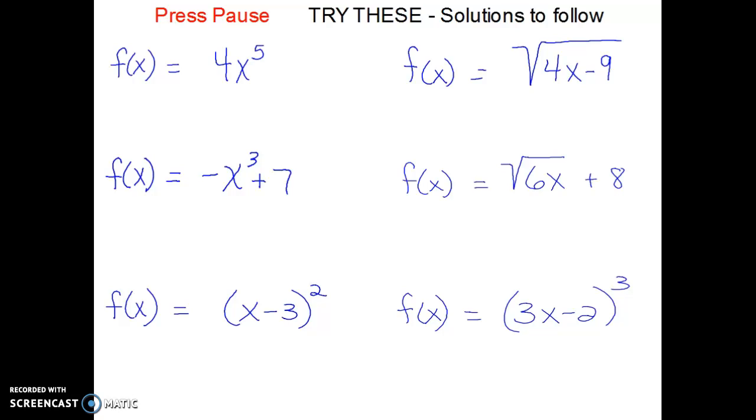Here are 6 examples for you to try out. Go ahead and push pause when you're ready to start them. Then you can hit play again to see what the solutions are.